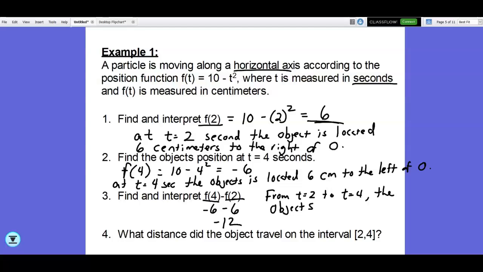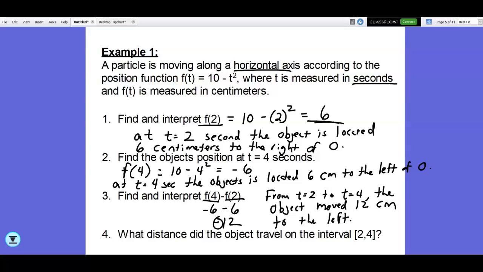I'm going to say the object moved 12 spaces, which way? Or actually, instead of saying spaces, let's say centimeters, because we have our units. 12 centimeters to the left. Why left? Because it's negative. So from t equals 2 to t equals 4, the object moved 12 centimeters to the left.